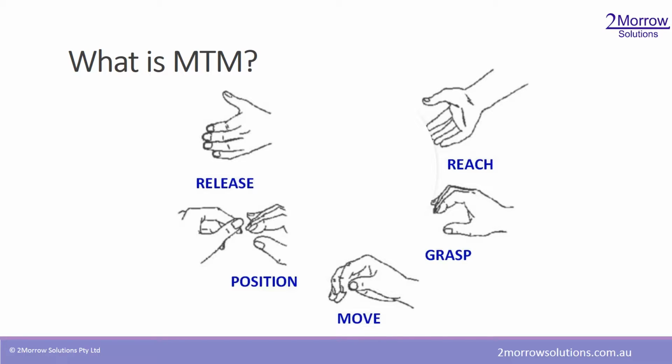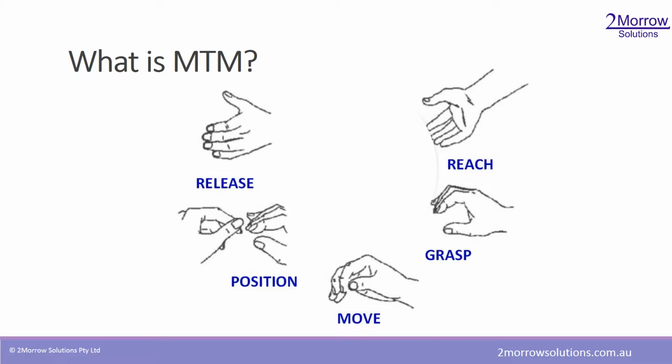MTM stands for Methods Time Measurement and focuses on the manual motions used in a process. MTM is a procedure in which any manual operation is analysed into the basic motions required to perform it and assigns to each motion a predetermined time standard, which is determined by the influencing factors, for example the distance reached and the degree of control under which it is made.